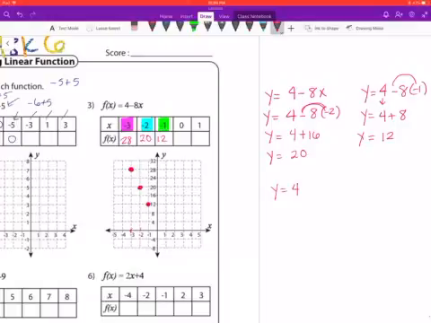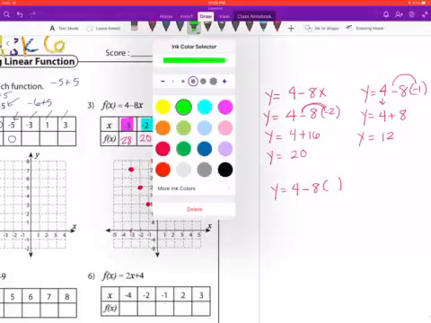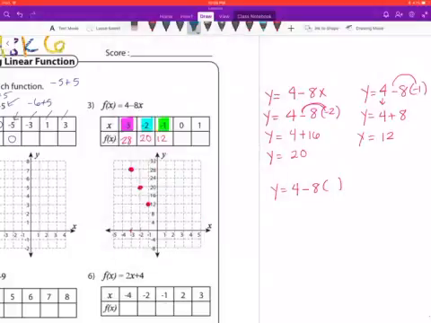Y equals 4 minus 8. And then what goes in for x? What's our next substitute? I haven't used that color. So 0. So we're going to plug in a 0. So now y equals 4 minus, what's -8 times 0? 0. So what? Okay, so this equals, that's nothing, right? 4.